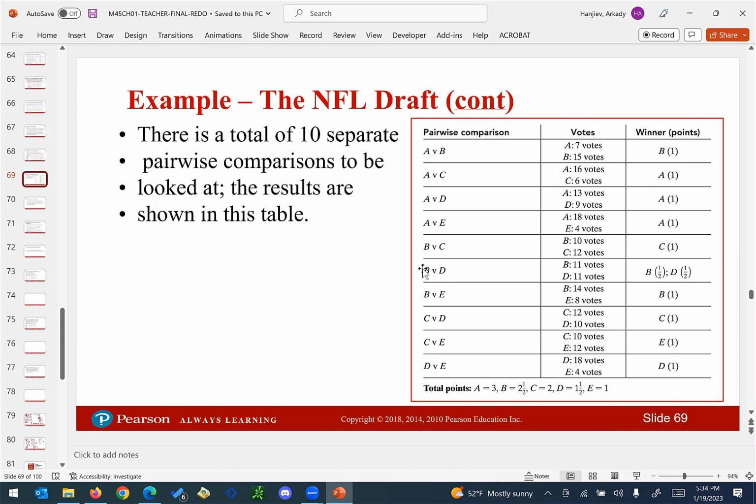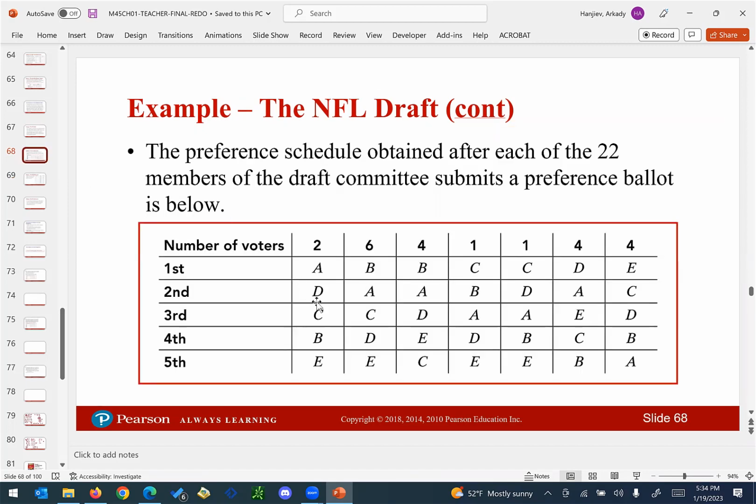This one's the unusual one. We've got to do B versus D, because there's going to be a tie. First time we see a tie. So let's count up the tie. B versus D right here.